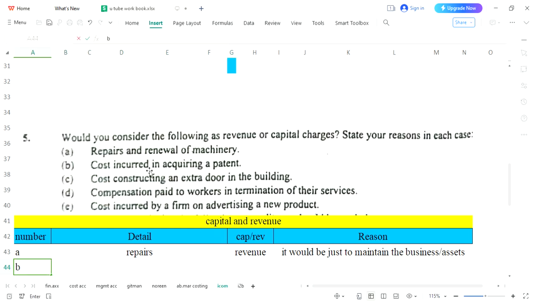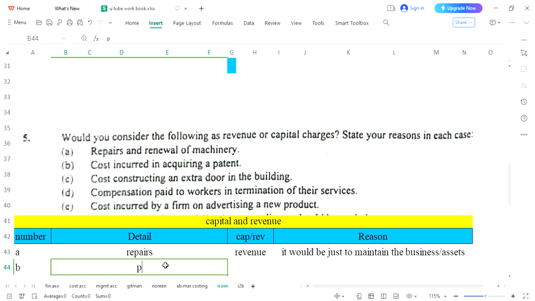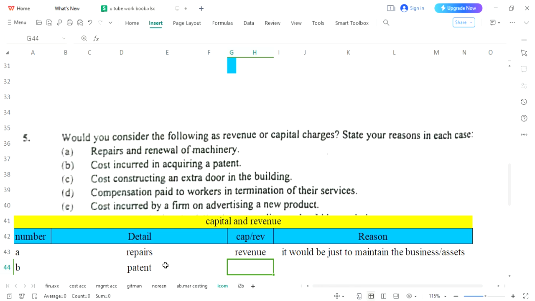Now entry B is saying incurred for acquiring a patent. Acquire means purchase, or you have got a patent. But the thing to be understood is what a patent is. Patent is actually the trademark which is registered. For example, the yellow color of yellow label tea is their patent. No one else can manufacture tea in yellow packing. This is called patent. Since this would work for a very long period of time, it is your asset. That is why this patent would be called capital.